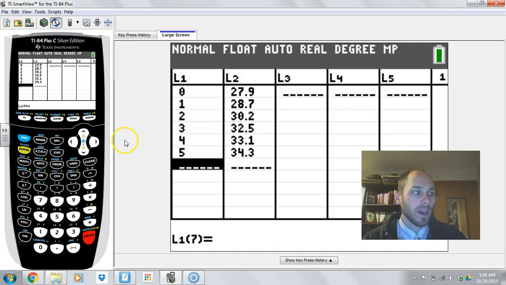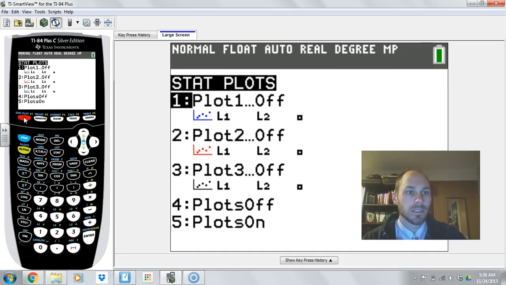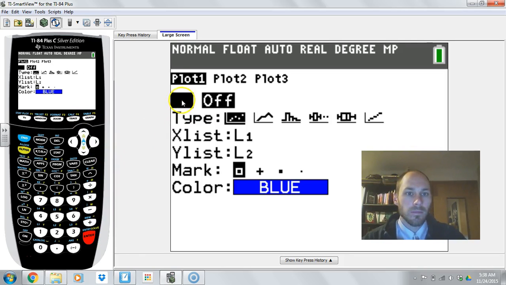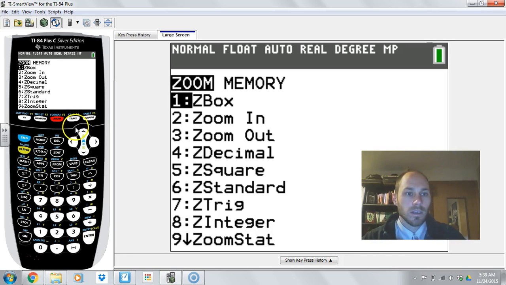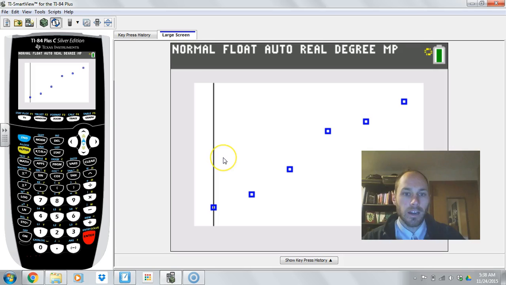Okay, once I've done that, the next step says choose our plot settings. So we go to second, y equals, and this is our stat plot. We want to turn it on, so we hit enter, and make sure it's flashing on, hit enter, and we've got our scatter plot. So the next thing we do is we hit zoom, and we go down to zoom stat. We'll zoom in on our statistics, and there's our scatter plot.